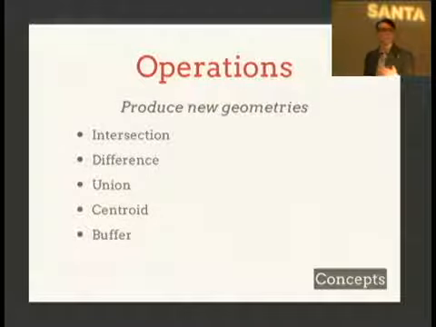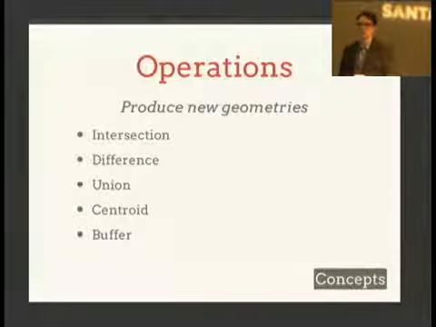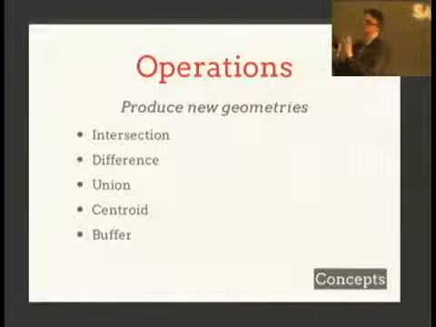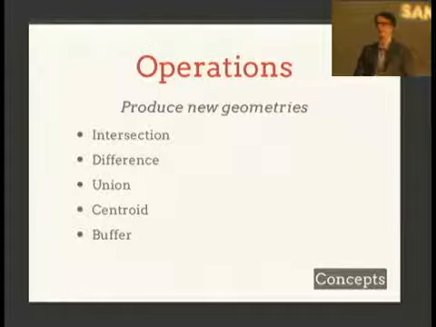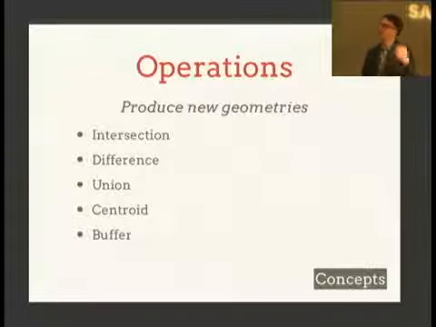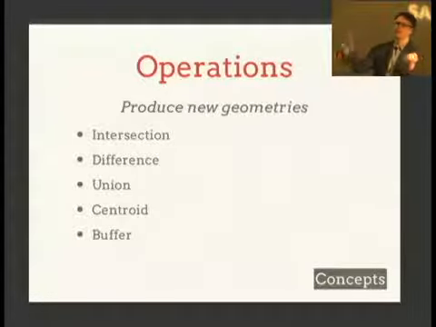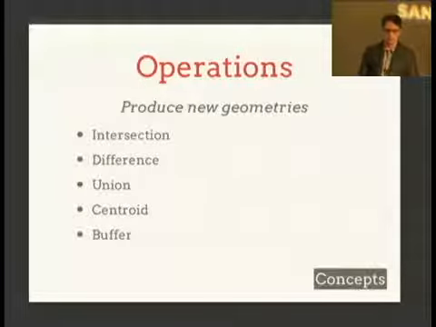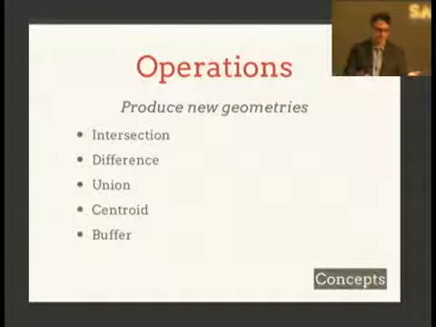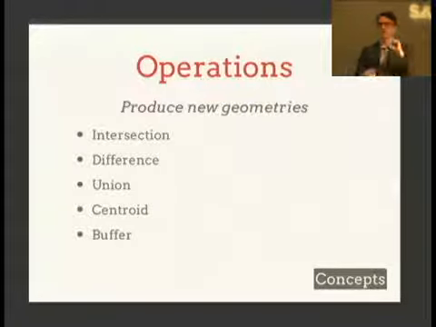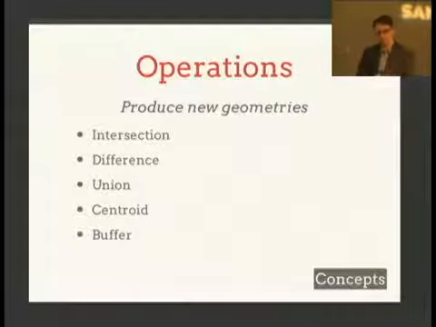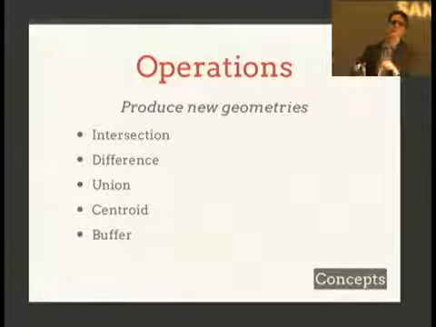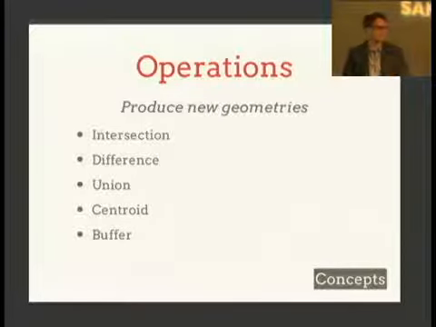And then in your workaday functions dealing with spatial data, one of the things you're doing is performing operations on that data, and that produces new geometries. So you take one polygon and another polygon, and the intersection produces a new polygon. These are just some common operations: difference, union, centroid, getting the center point of a polygon or a line string, and buffer, where you take a point with some amount and create a buffer around it, or a line string or a polygon, and create a buffer around it.